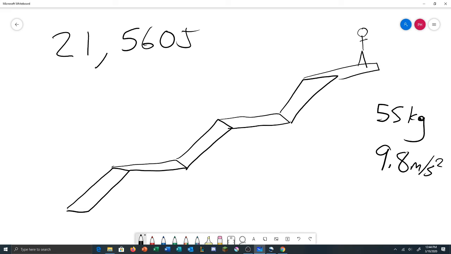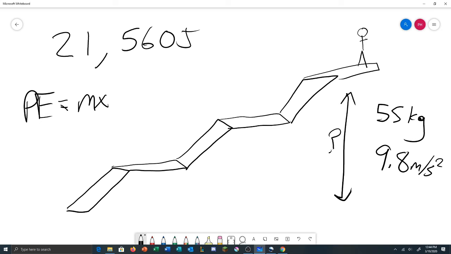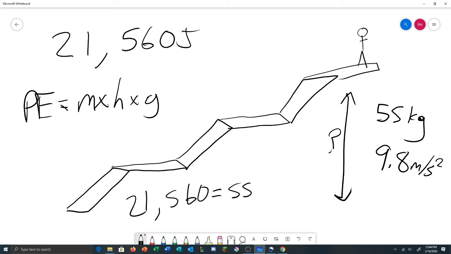Well, if that's the case, how high off the ground are they? How high is this distance? Well, if you remember, potential energy is mass times height times gravity. So if 21,560 equals 55 times 9.8 times n, we have to find that n.